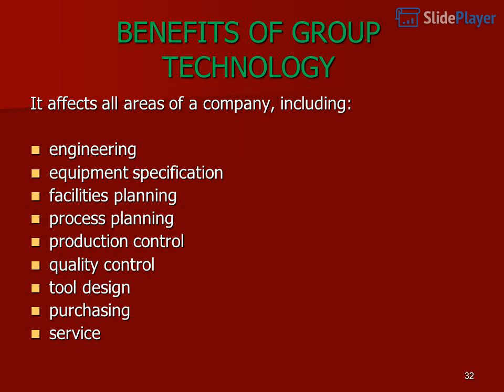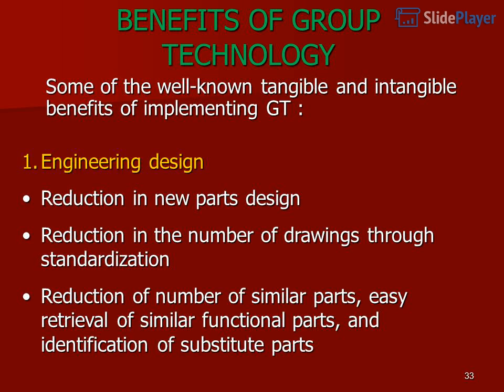Benefits of group technology. It affects all areas of a company, including engineering, equipment specification, facilities planning, process planning, production control, quality control, tool design, purchasing, service. Some of the well-known tangible and intangible benefits of implementing GT.